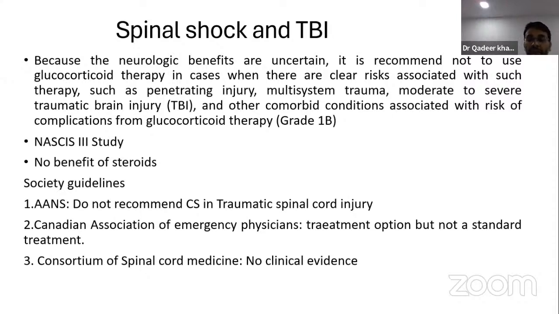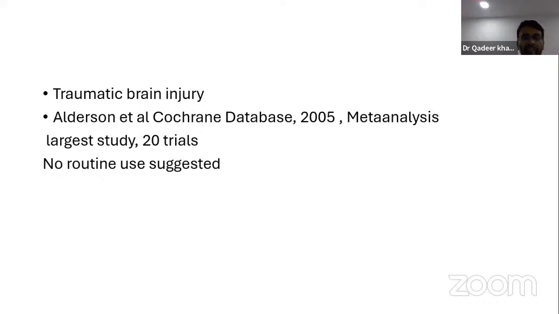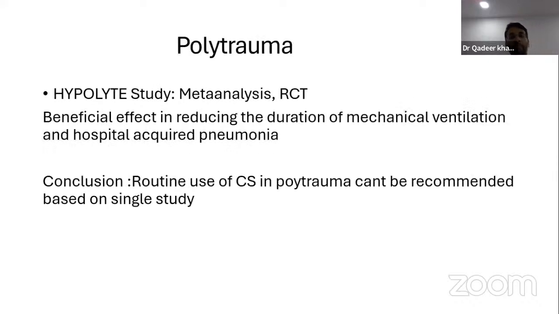We usually don't follow this, but a few of the surgeons are keen on administering steroids if patients present to us as multiple trauma patients, but as per the guidelines there is no role of steroids. The Cochrane database review of traumatic brain injury, the largest study, included 20 trials in the meta-analysis. Routine use is not suggested and there is no beneficial outcome for patients if we administer steroids in traumatic brain injury.